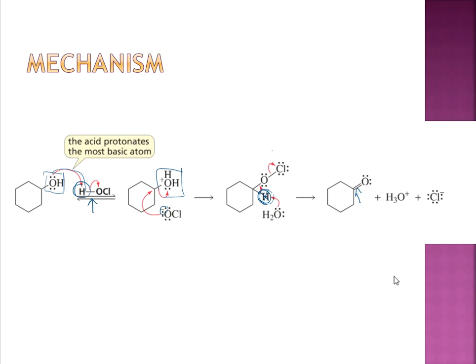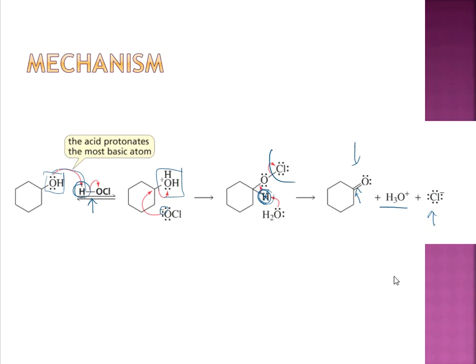And then that chlorine says, fine, I've had it with you. It takes the electrons and it leaves as the chloride ion. So we still have a little bit of acidic conditions. We have some negative ions that are floating around. And we end up with ketones or aldehydes at the very end of this process.